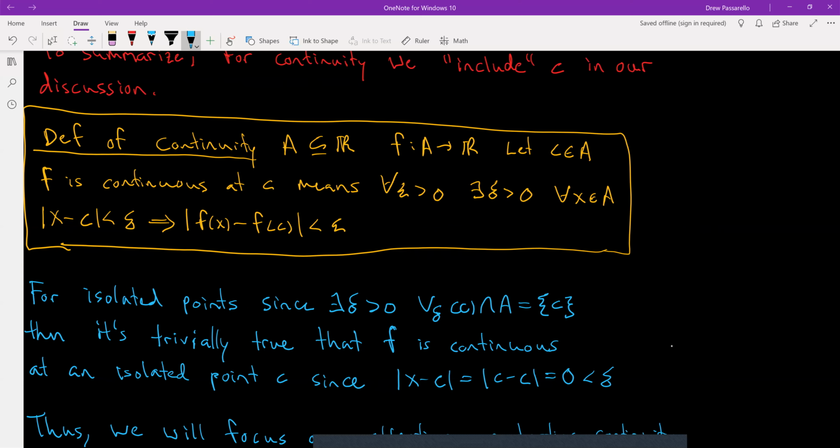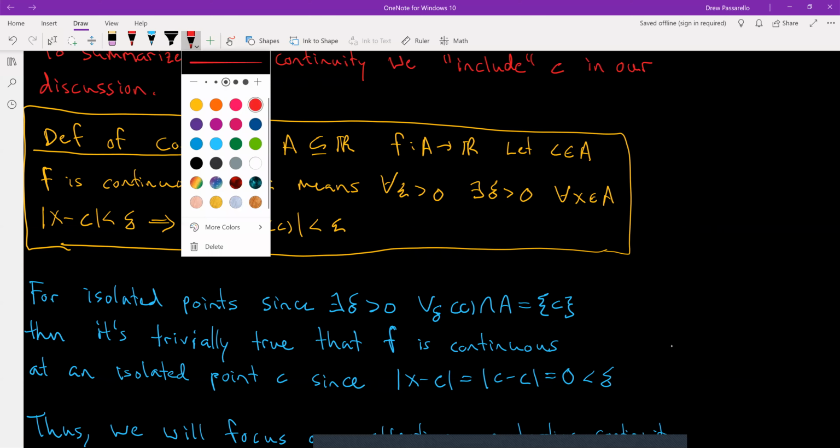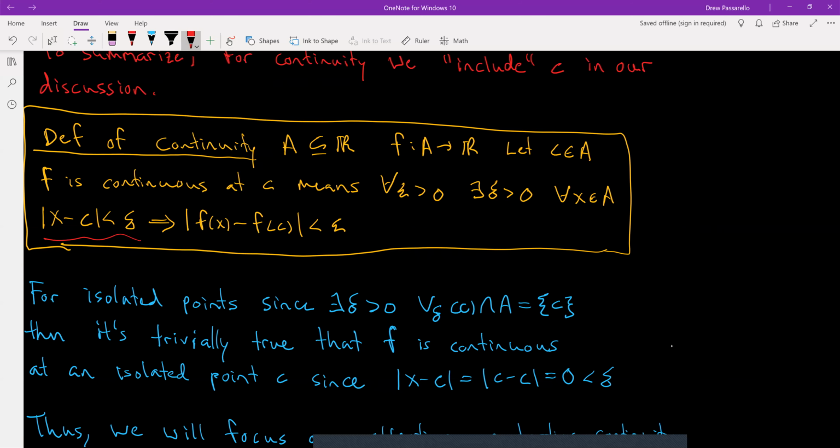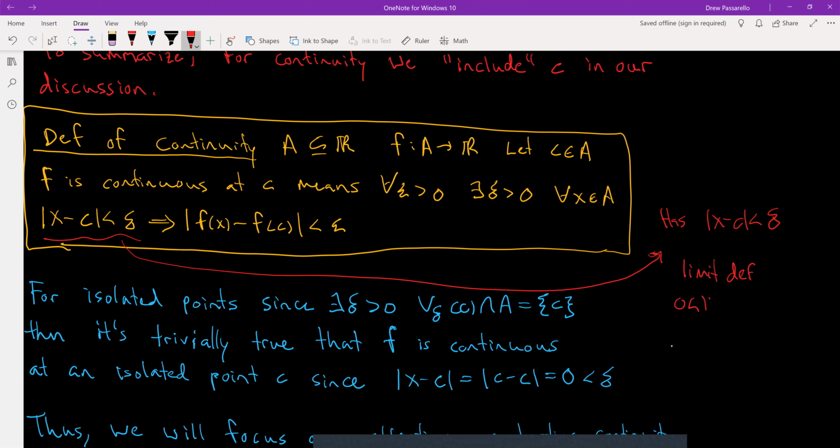So some key differences between this and the limit definition. This one includes x equal to C, so it has the absolute value of x minus C less than delta, whereas the limit definition had 0 less than the absolute value of x minus C less than delta.